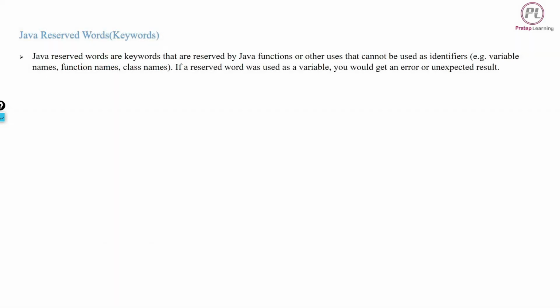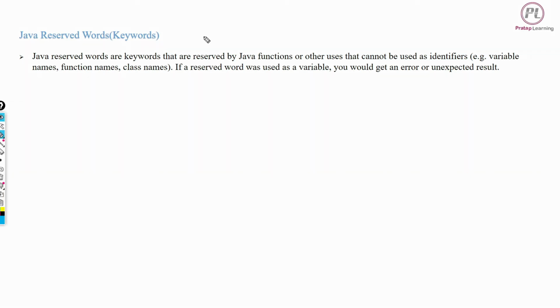Now we will discuss reserved words. Java reserved words convey a special meaning to the Java compiler. Basically, these are reserved words for special purposes and we cannot use them as an identifier name as we told earlier. Otherwise, the compiler will give an error to us.